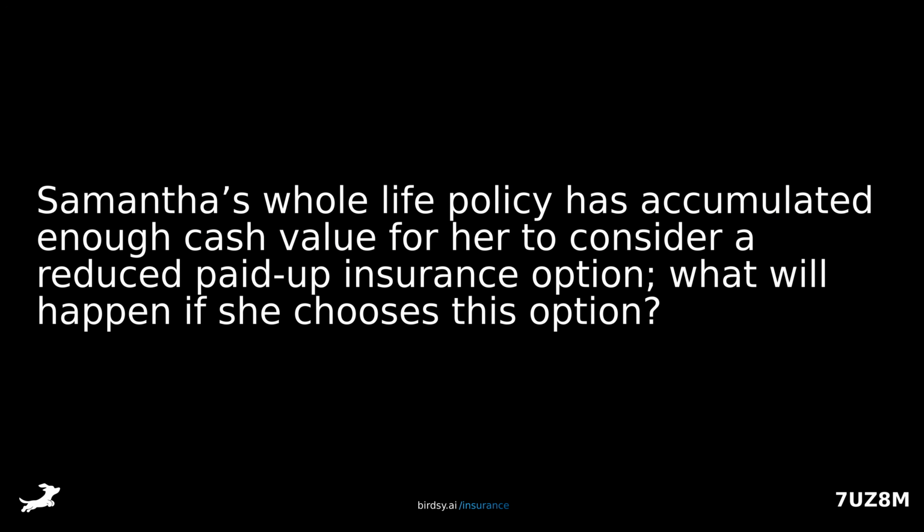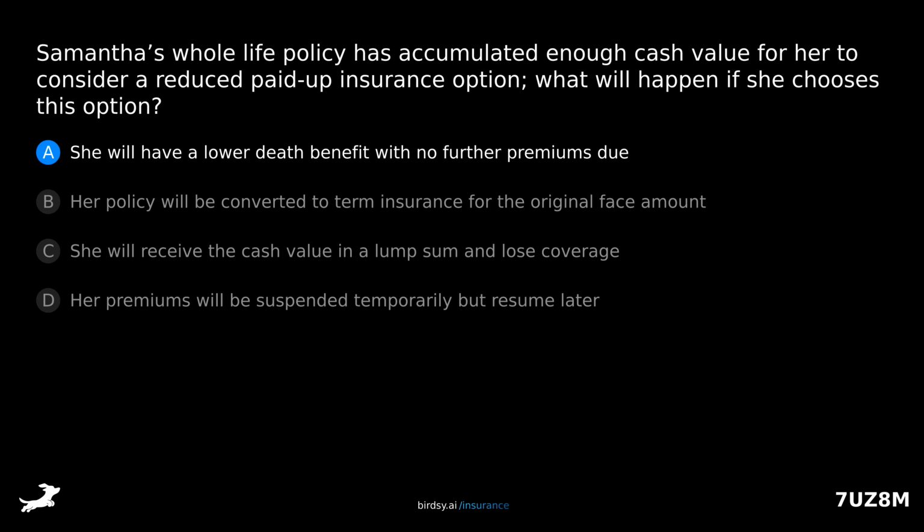Samantha's whole life policy has accumulated enough cash value for her to consider a reduced paid-up insurance option. What will happen if she chooses this option? Is it A, she will have a lower death benefit with no further premiums due? B, her policy will be converted to term insurance for the original face amount? C, she will receive the cash value in a lump sum and lose coverage? Or D, her premiums will be suspended temporarily but resume later?